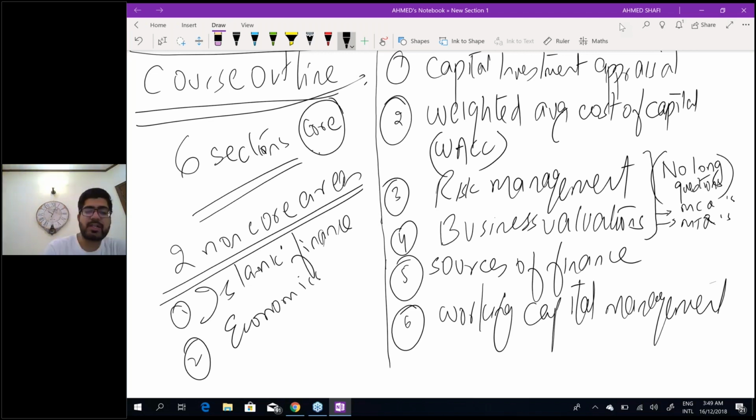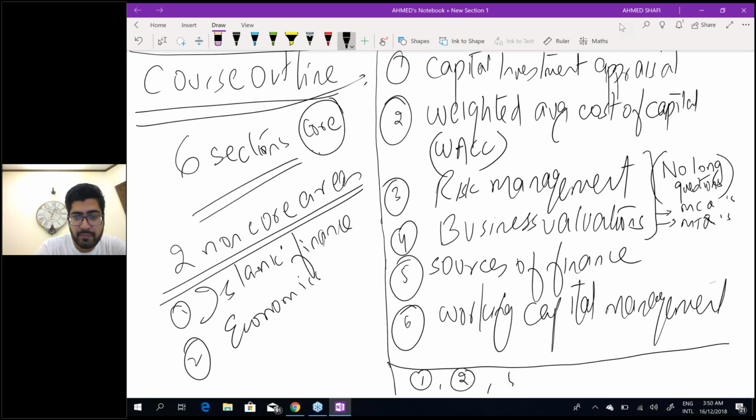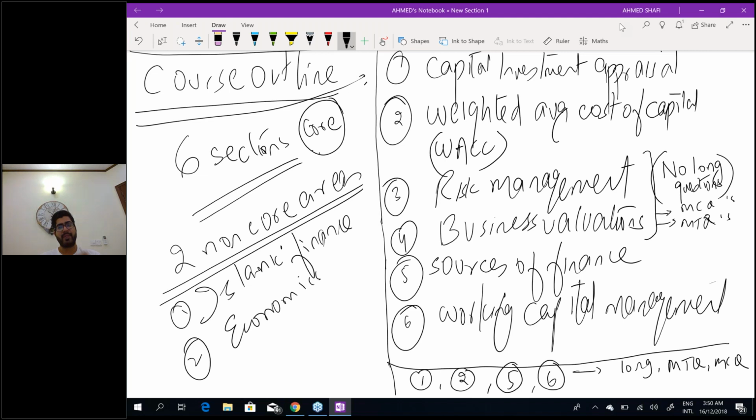However, for the other four sections, the capital investment appraisal, the WACC, the sources of finance, and working capital, there is no instruction mentioned regarding this. Section 1, Section 2, Section 5, Section 6, no information mentioned, which means they can come in long, they can come in MTQ, they can come in MCQ. So for these four sections, you have to prepare long questions, MTQs, as well as MCQs in the classes. However, for risk management and business valuation, no need to prepare long questions, just focus on MCQs and MTQs.